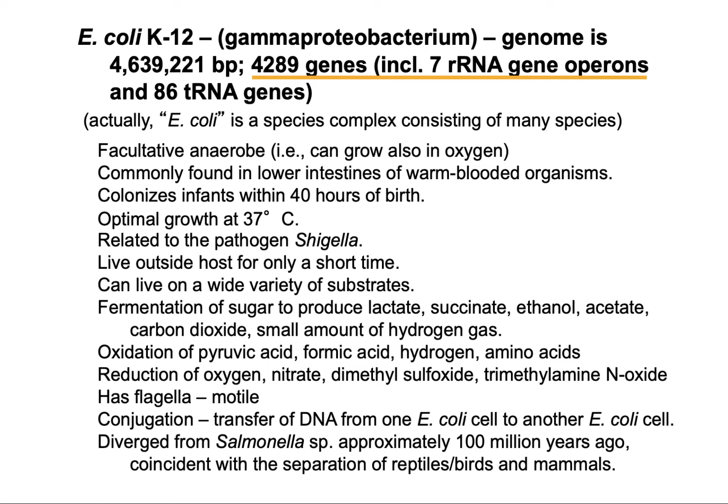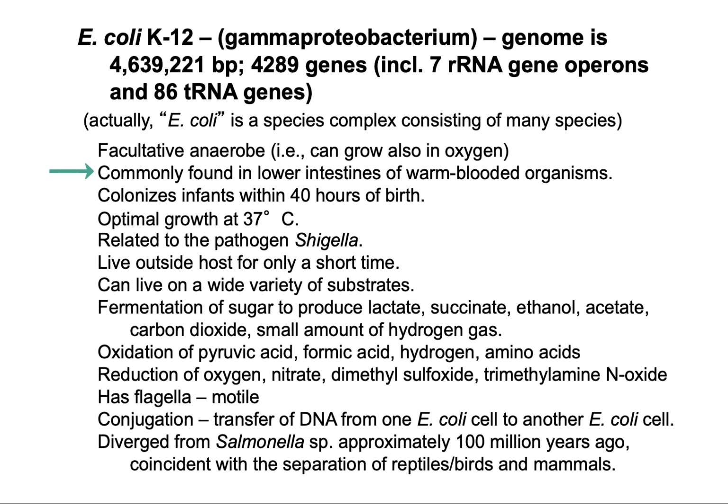Seven ribosomal RNA operons allow this organism to produce enough ribosomes to multiply or double in about 20 minutes. And 86 tRNA genes. So a lot of tRNA genes, more than it actually needs, but on the other hand, it can choose which ones to express at what time to make the proteins that it needs. So it's a facultative anaerobe, that is, it grows under anaerobic conditions in the colon, but it can grow outside in oxygen as well, so it can be aerobic.